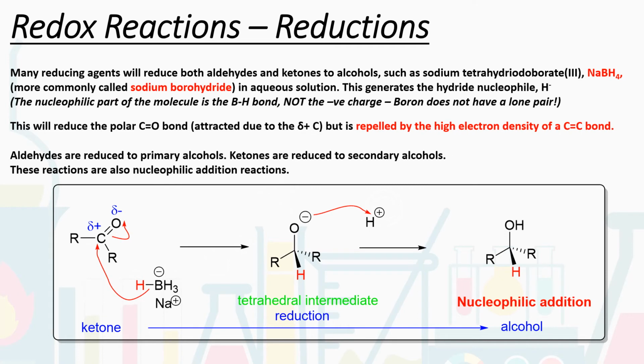Now, the other type of reaction we can look at is a reduction reaction of our carbonyl group. So many reducing agents will reduce both aldehydes and ketones to alcohols. And the one that's really important to know for A level is sodium borohydride, sometimes called sodium tetrahydroborate, or more commonly sodium borohydride in aqueous solution. And it essentially generates the hydride nucleophile, an H- anion.